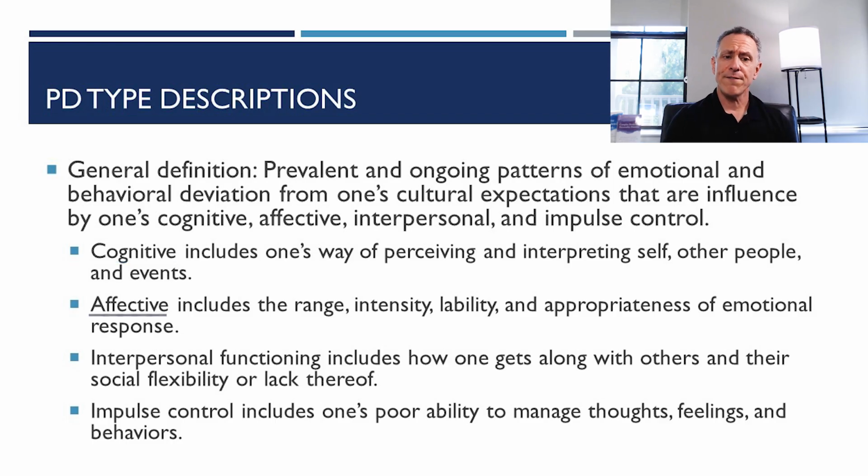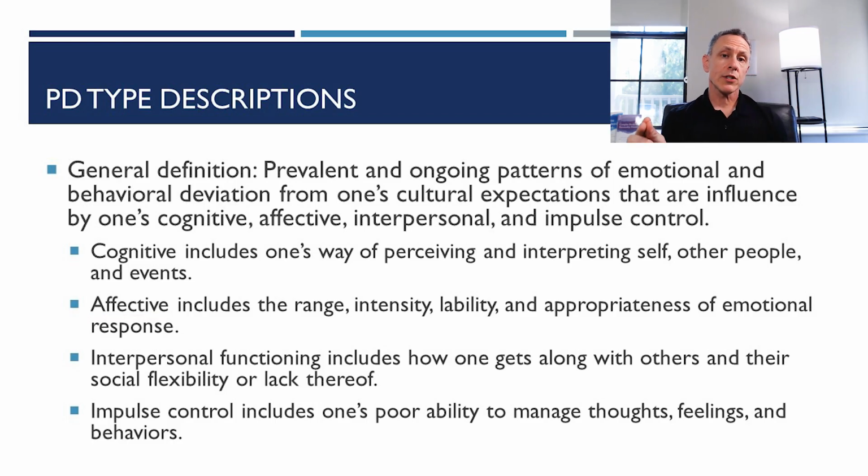Next, we have affective. This includes the range, intensity, lability, and appropriateness of emotional response. A lot of times you might see someone who's in the middle of a depressive episode, and they may have very flat or restricted affect, which would look more like this, like, yeah, no. And it's very limited, right? It's very flat, it's very restricted. Now that would be their affect.